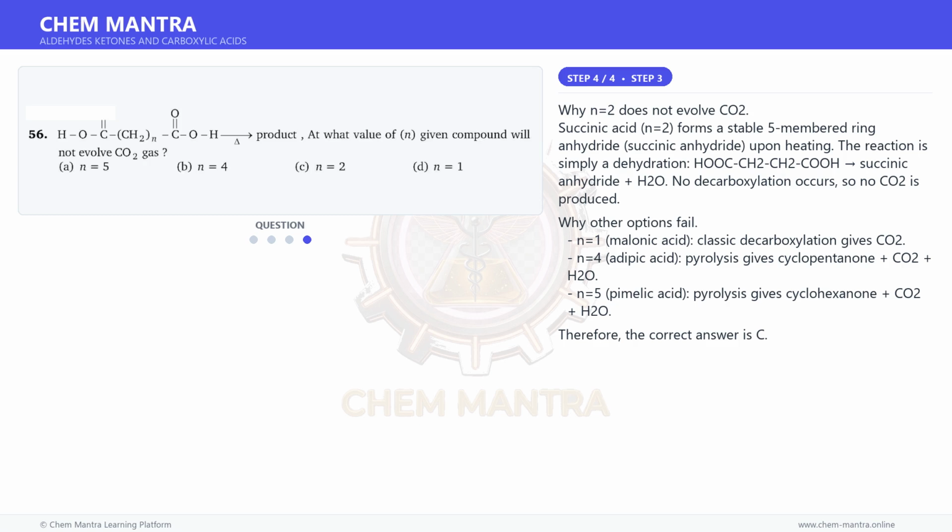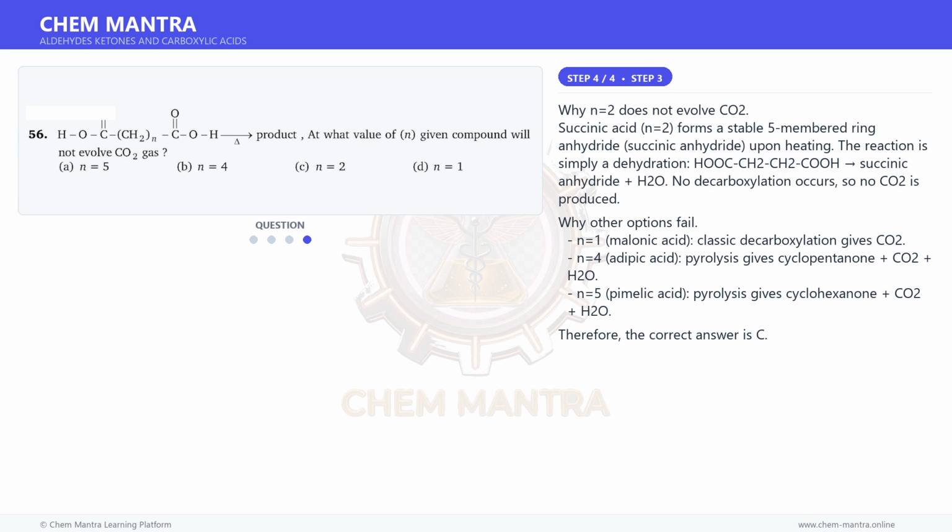Succinic acid, N is equal to 2, forms a stable 5-membered ring anhydride, succinic anhydride, upon heating. The reaction is simply a dehydration: (CH2)2(COOH)2 gives succinic anhydride plus H2O. No decarboxylation occurs, so no CO2 is produced.